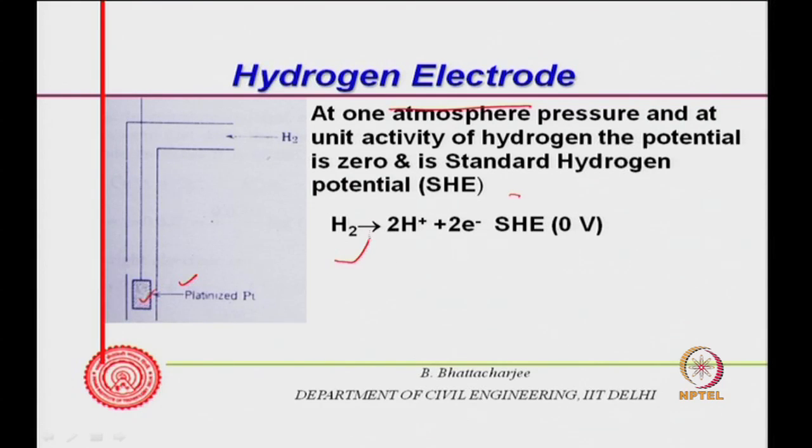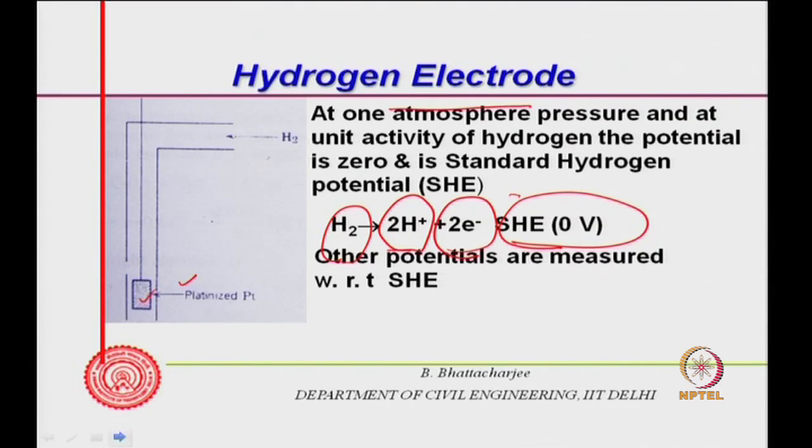So, the reaction is H2 breaks down into 2H plus, hydrogen ions, plus 2 electrons, and corresponding to this reaction the potential is taken to be 0. All other potentials are measured with respect to this.